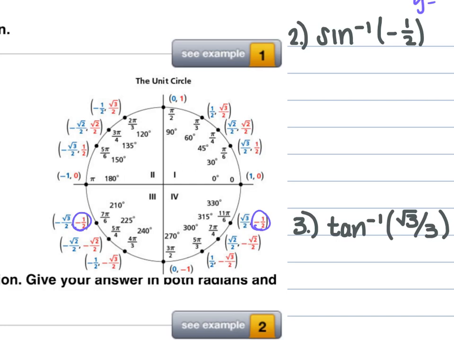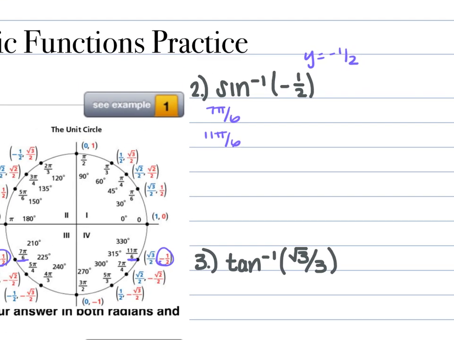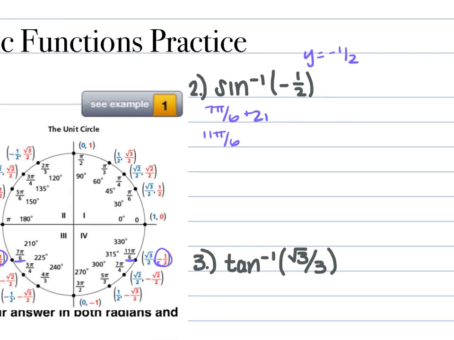So we're working with, remember, radians, the 11 pi over 6 and the 7 pi over 6. So we're going to write both of these, 7 pi over 6, 11 pi over 6, and we're just going to add that plus 2 pi times n, where n is an integer.